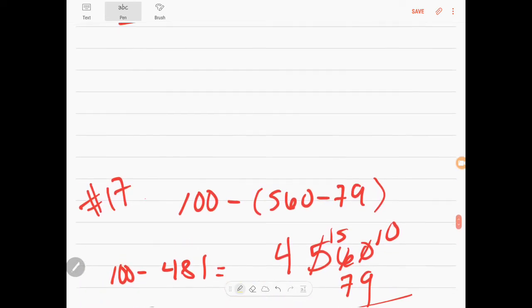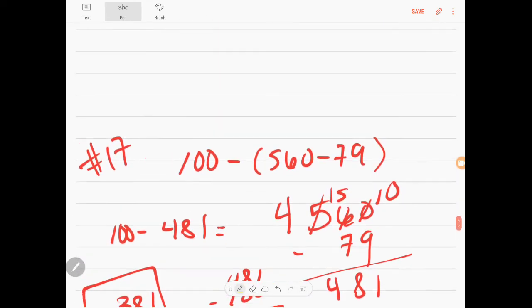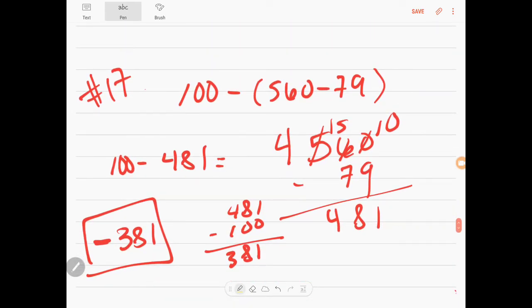All right, number 17. For number 17, we have parentheses. Parentheses means that we must do that first. Inside of the parentheses, I have 560 minus 79. I minus that first and I get 481. Now I have 100 minus 481 is equal to what? You first need to know that there is more negative than there is positive. So because there is more negative than there is positive, this answer is going to be a negative number. So I am going to take 480 minus 100 and I get 381. However, since there was more of a negative value than there is a positive, the answer is negative 381.